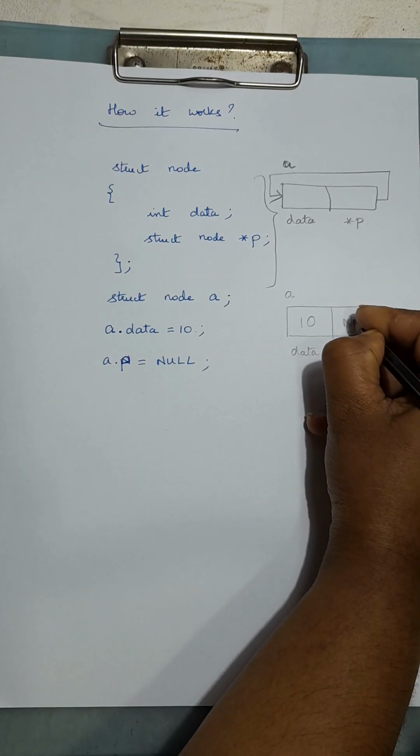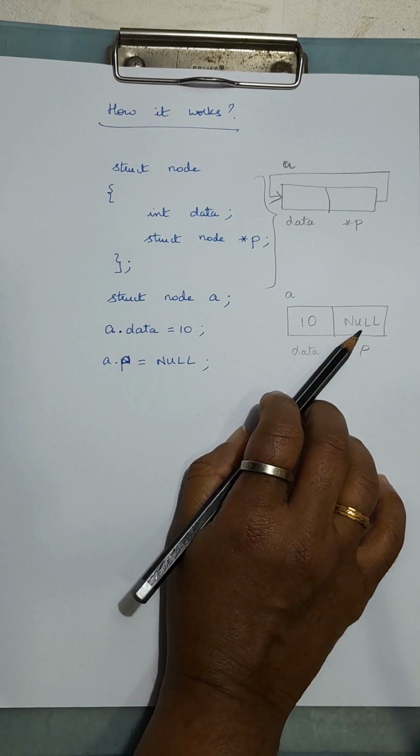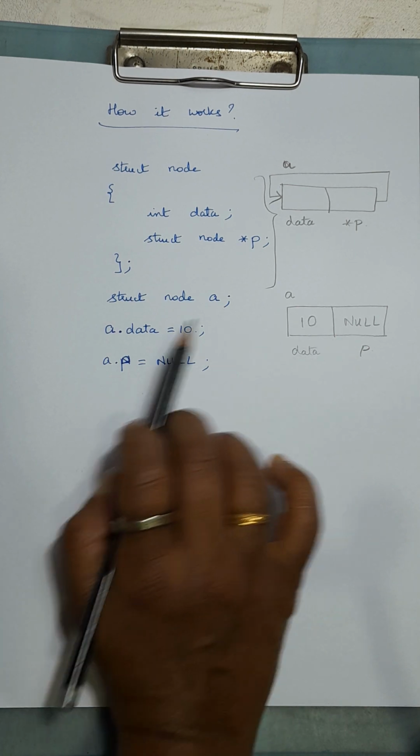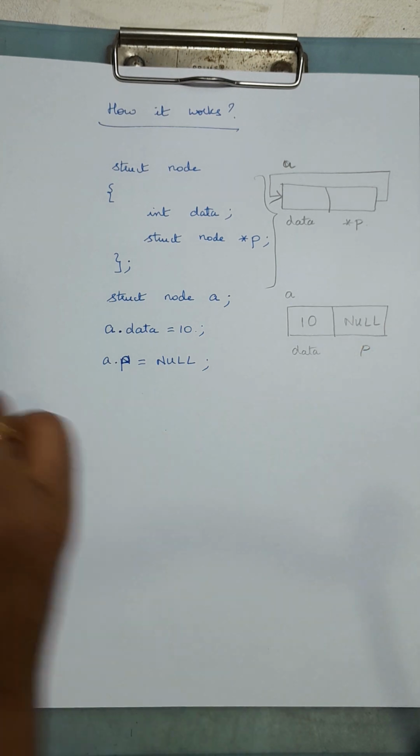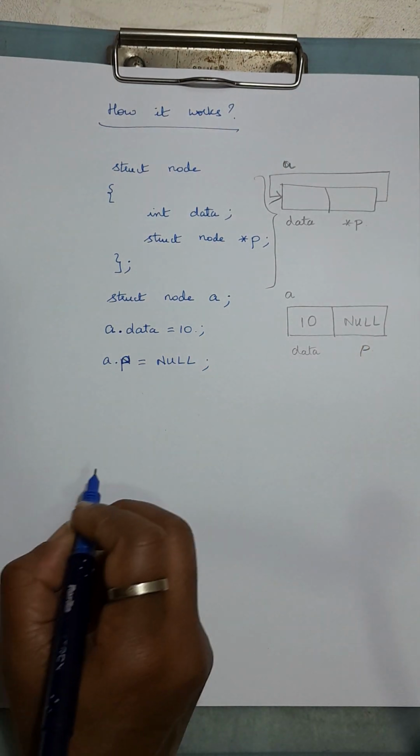So what is the value of P here? It is null. If I do not initialize a proper value, if I don't give this value, then some garbage value will be put inside P. Okay. Now this is one structure.